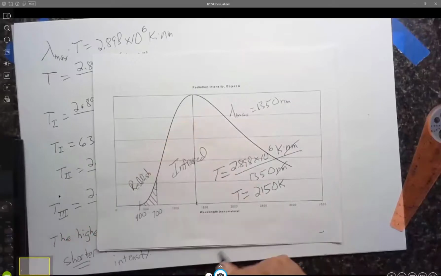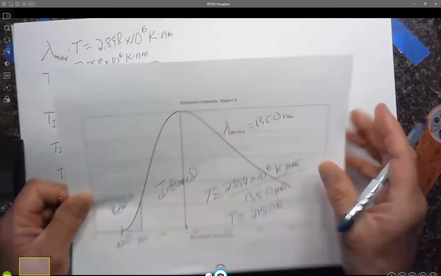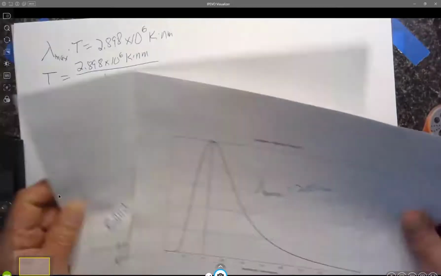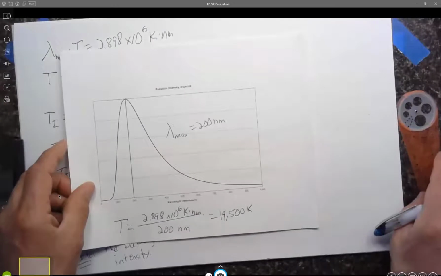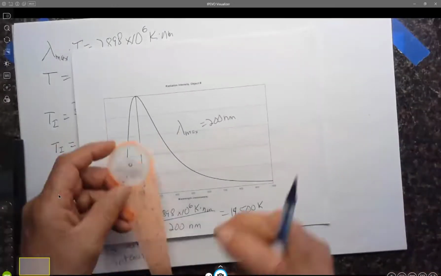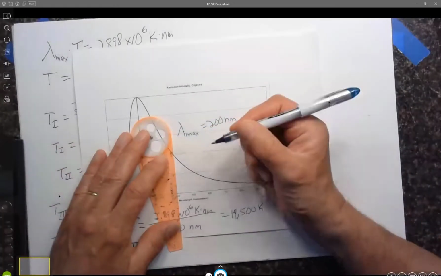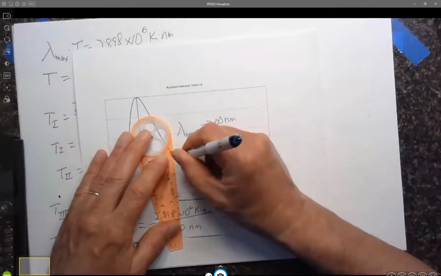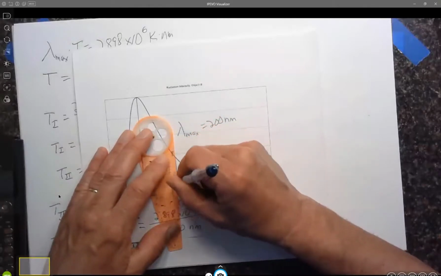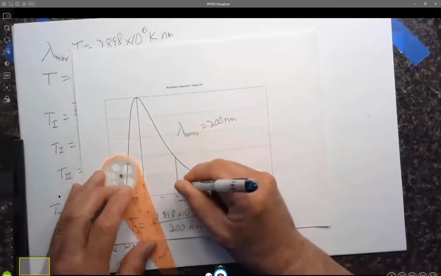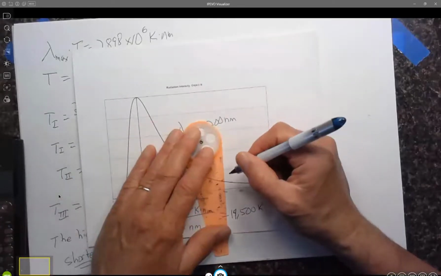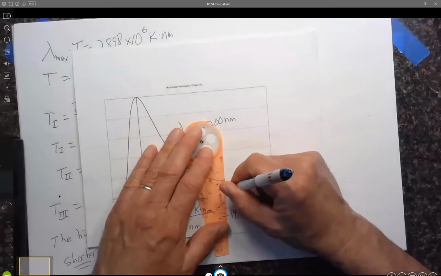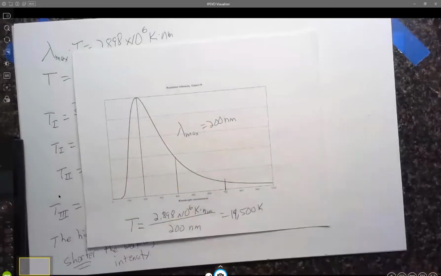And not too much controversy about that. Okay. Let's go on to another one of them. Object B here. Let's find the visible part of the spectrum here. This one has a nicer scale to read it off of. There's 400 nanometers. That's the violet end of the spectrum. And here's 700 nanometers. That's the red end.